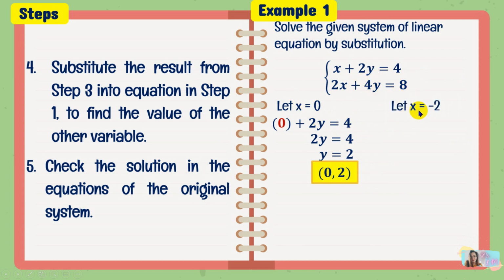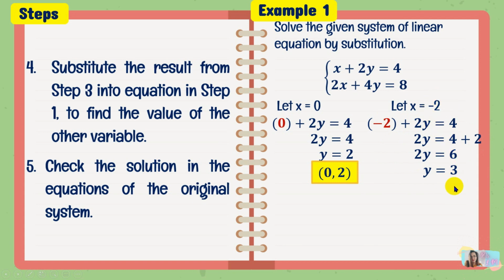Also, if we let the value of x as negative 2, magkakaroon tayo ng negative 2 plus 2y is equals to 4. So, nag-substitute lang tayo ulit sa ating first linear equation. Additive inverse of negative 2, that's positive 2. So, add it on both sides of the equation. So, makakancel siya dito sa ating left side. Mapupunta siya sa ating right side. 4 plus 2 is 6. Then, divide both sides by 2 kasi nga y lang yung kailangan natin. So, magkakaroon tayo ng y is equals to positive 3.